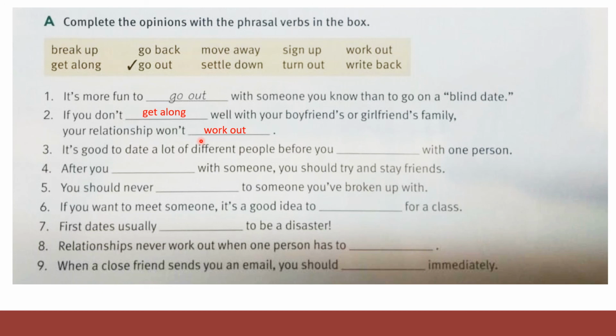Number 3. It's good to date a lot of different people before you settle down with one person. Number 4. After you break up with someone, you should try and stay friends. You should never go back to someone you've broken up with. Number 6. If you want to meet someone, it's a good idea to sign up for a class. 7. First dates usually turn out to be a disaster. Number 8. Relationships never work out when one person has to move away.